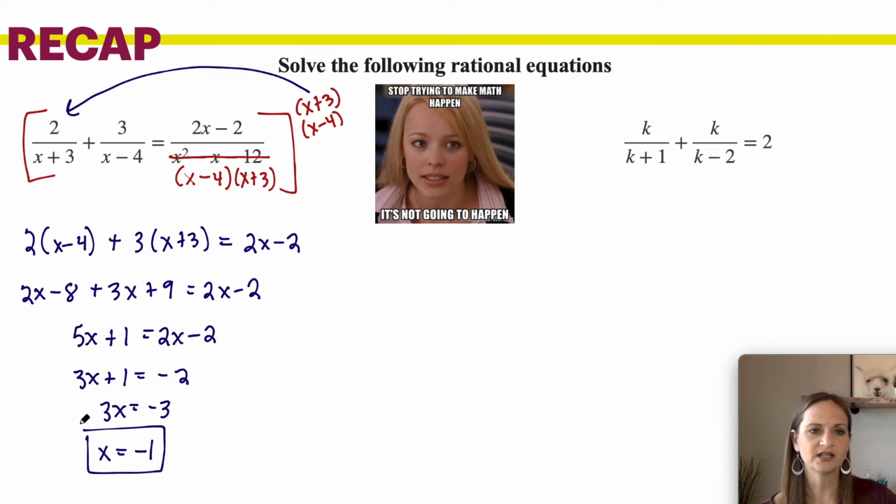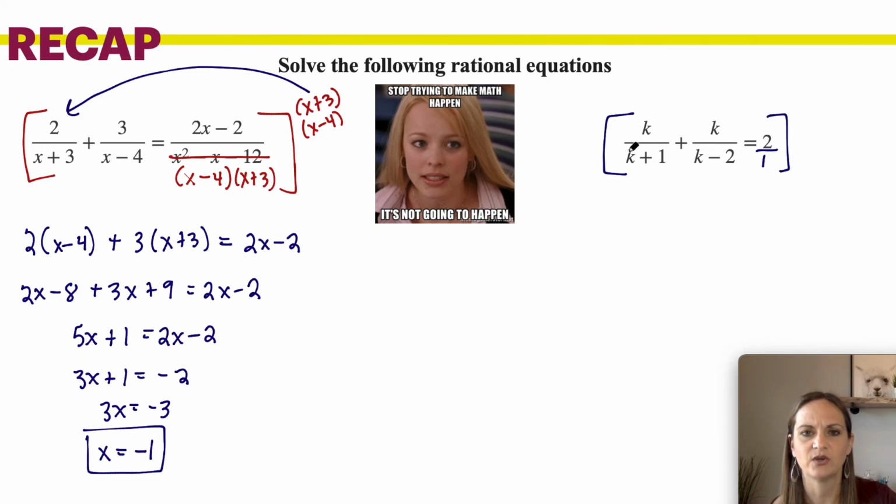Now, check to make sure that's allowed. If I plug negative 1 in here, I don't get a 0. I don't get a 0. Don't get a 0. So it worked. You can actually get negative 1 for an answer. It gave you something that won't give you 0 in the denominator. So you're good.